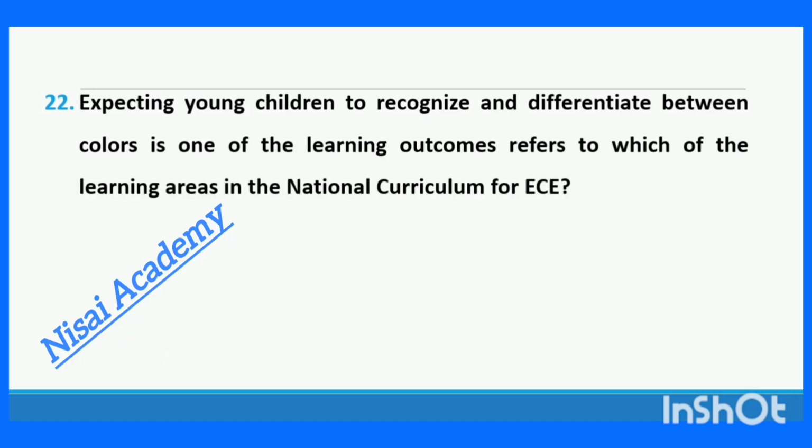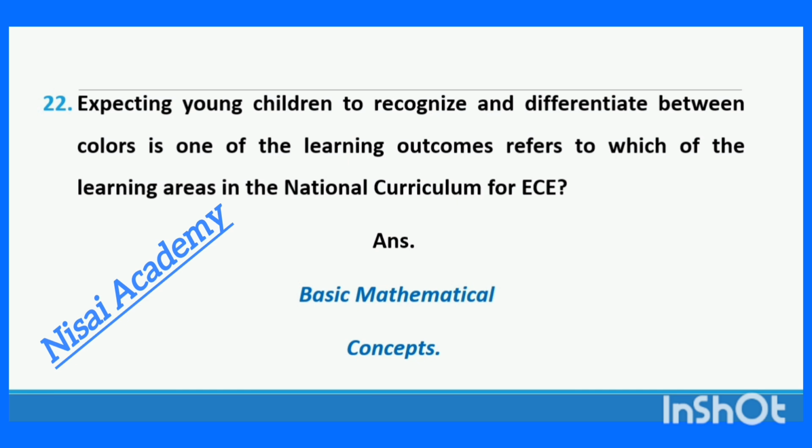Question 22. Expecting young children to recognize and differentiate between colors is one of the learning outcomes. Which of the learning areas in the national curriculum for ECE does this refer to? Basic mathematical concepts. Answer is basic mathematical concepts.